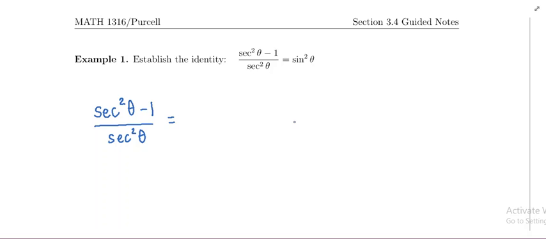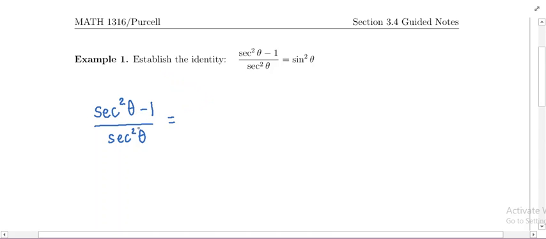All right, so here we go. We are trying to achieve sine squared of theta, but again, we're not going to do anything with this sine squared of theta. We're just going to keep working with this left side until we get some kind of equivalent expression, and then eventually it will turn into sine squared of theta. So let's figure out what we can do here.